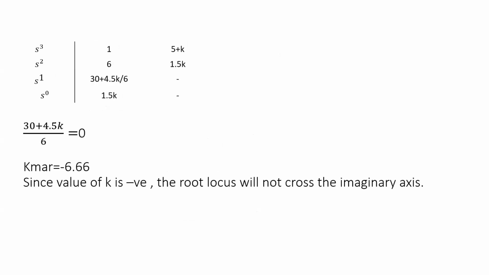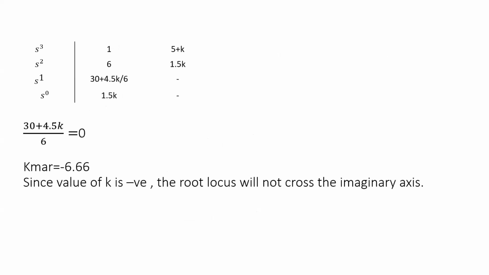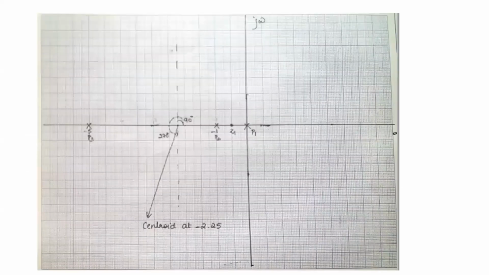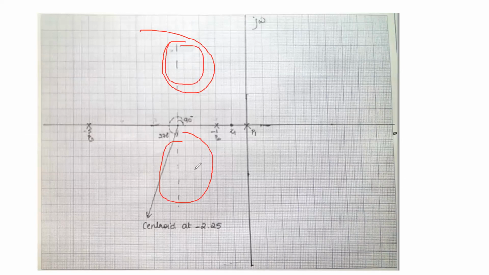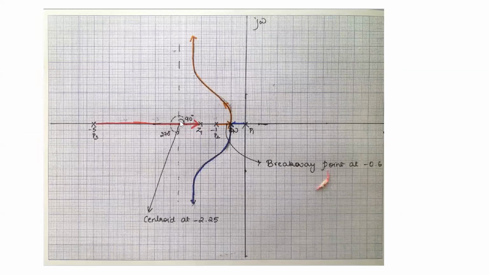Then find where it meets the imaginary axis. Here the K value is negative, so the root locus doesn't intersect the imaginary axis, and we don't have any root locus on the complex plane. We don't have anything in the second quadrant or the third quadrant, so we need not calculate any angle of departure.